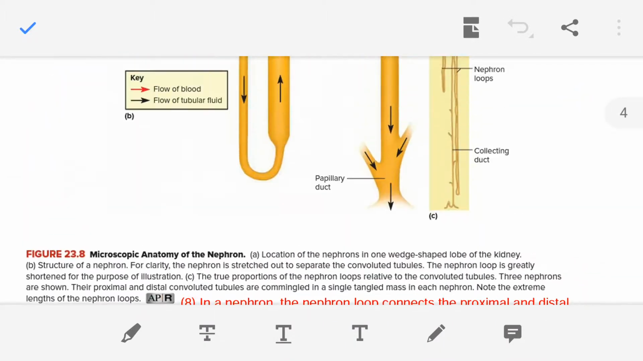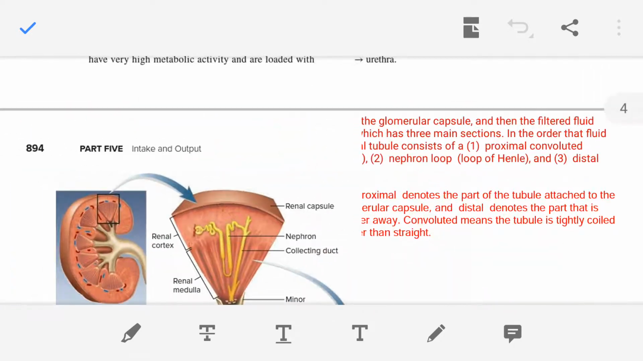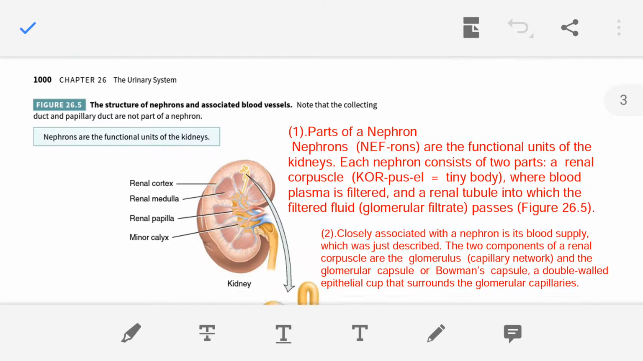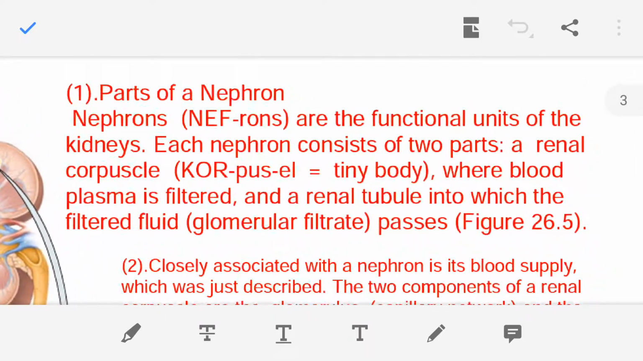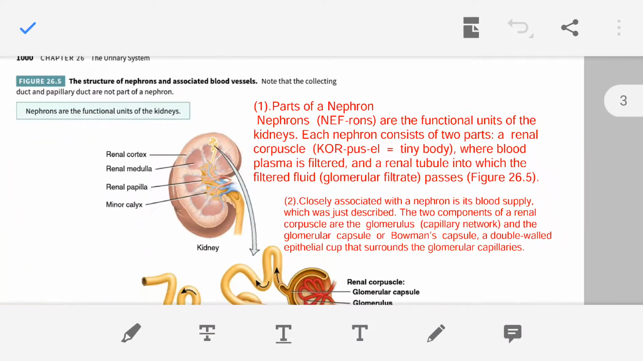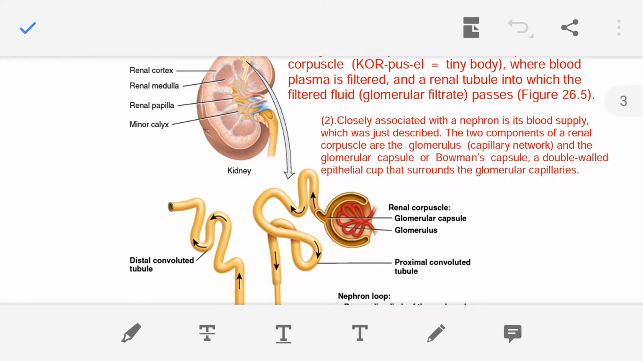So once again, the first point that we have discussed: the parts of nephrons. Nephrons have two parts. One part is known as renal corpuscle. Renal corpuscle is made up of Bowman capsule plus glomerulus, and the second part is the renal tubule in which the filtrate fluid passes. Okay, now second point.